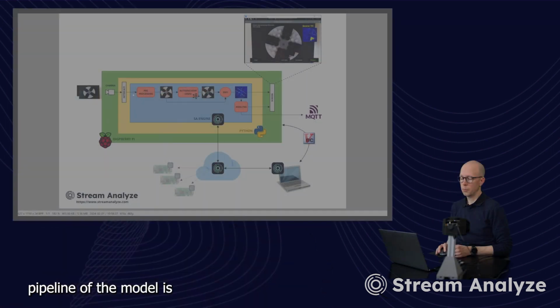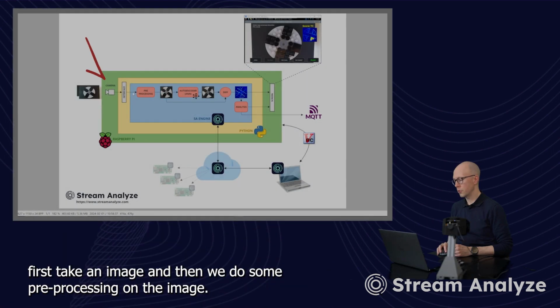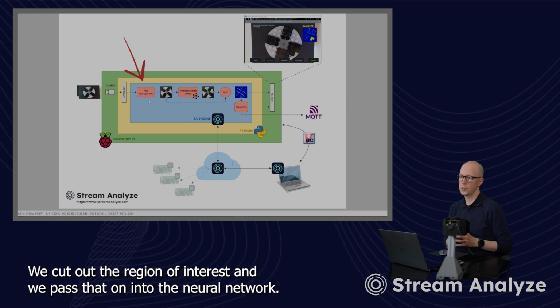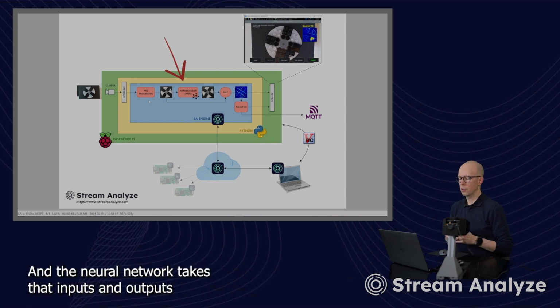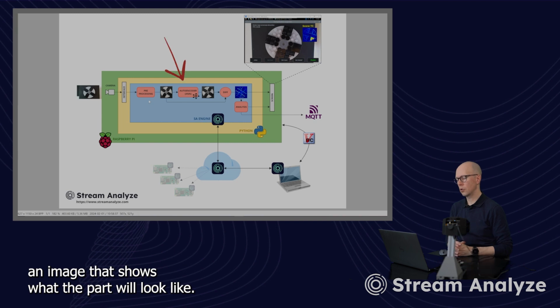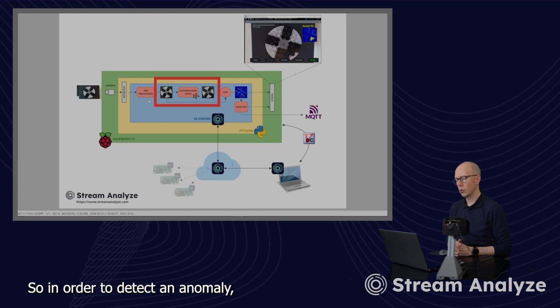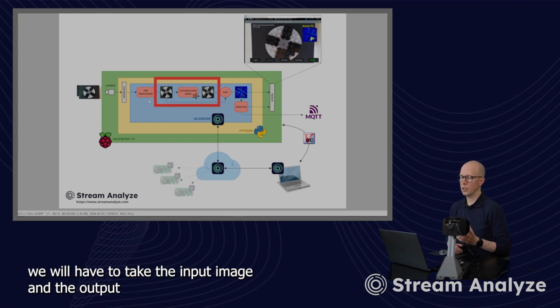So the pipeline of the model is we first take an image, and then we do some pre-processing on the image. We cut out the region of interest and we pass that on into the neural network. And the neural network takes that input and outputs an image that shows what the part will look like if the part is okay.